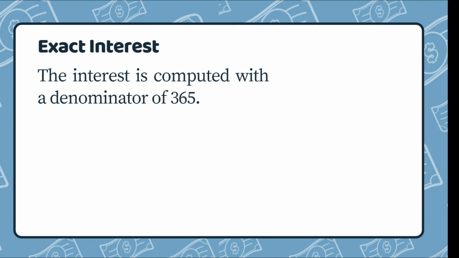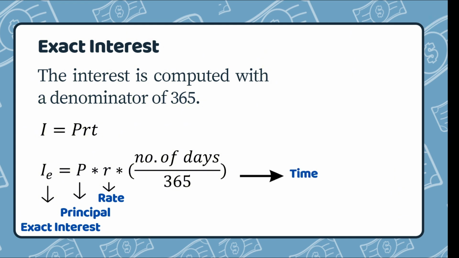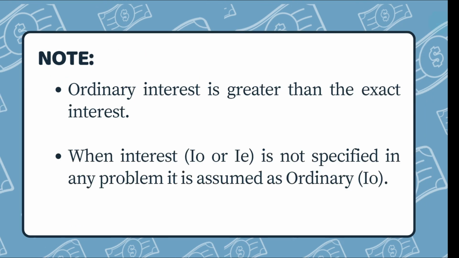In exact interest, the interest is computed with a denominator of 365. Using the same simple interest formula, we calculate: exact interest I_E equals P times R times number of days over 365, where I_E stands for exact interest, P is the principal amount, R is the rate, and number of days over 365 is our time.